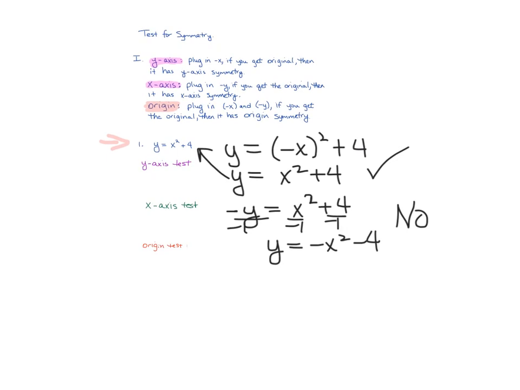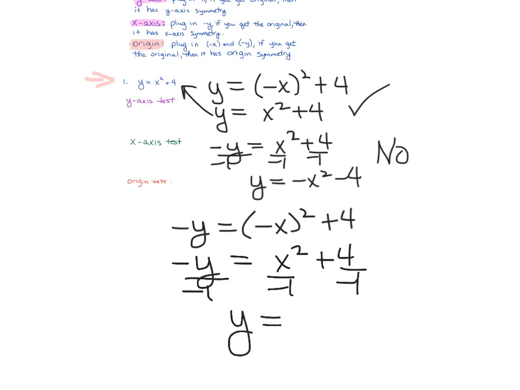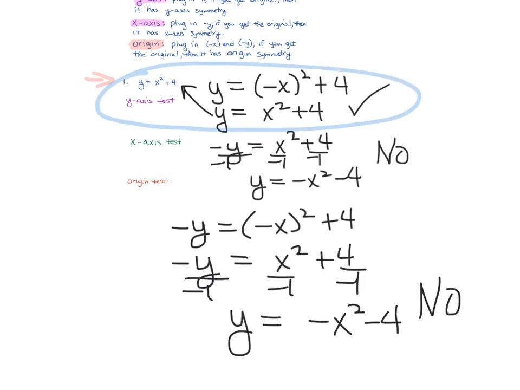And for the origin test, make them both negative. Solve for y. So this becomes negative y. That'll become a positive. But then I divide everything by negative 1. And this becomes y equals negative x squared minus 4. Again, it doesn't look like the original. So for this function, the only symmetry it has is based on the y-axis.